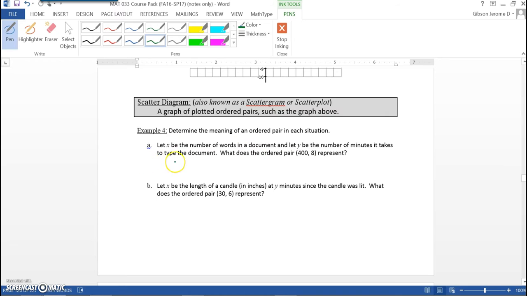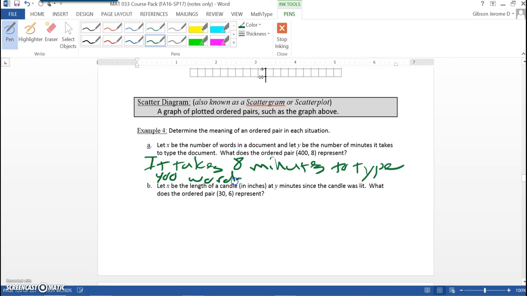So we would say it takes 8 minutes to type 400 words. Or you could write to type 400 words, it takes 8 minutes. Either way, it's fine.